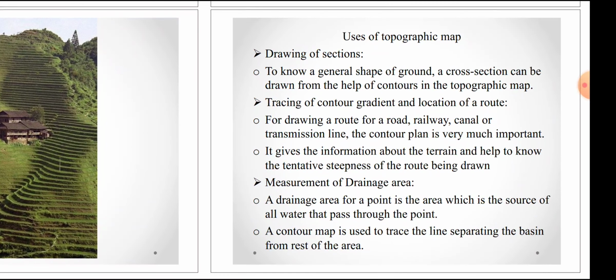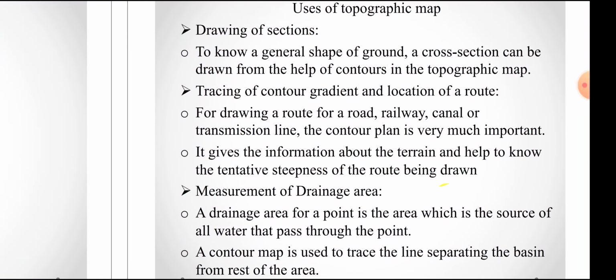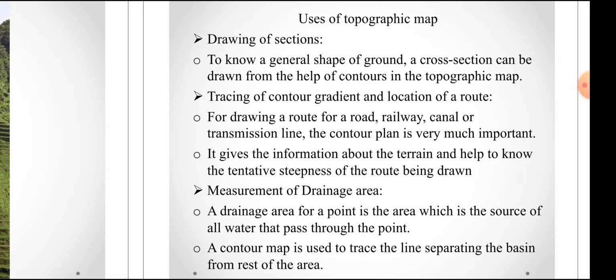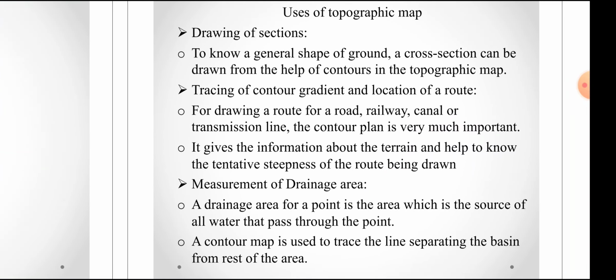Uses of topographic map. Drawing of sections. To know the general shape of the ground, a cross section can be drawn with the help of contours in the topographic map. Tracing of contour, gradient, and location of a route. For drawing a route for a road, railway, canal, or transmission line, the contour plan is very important. It gives information about the terrain and helps to know the tentative steepness of the route being drawn.